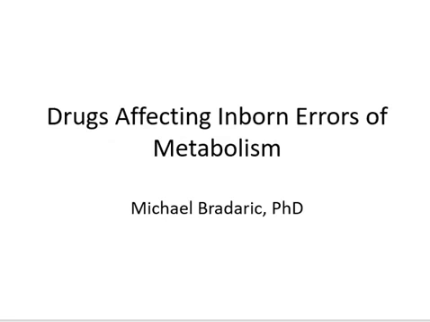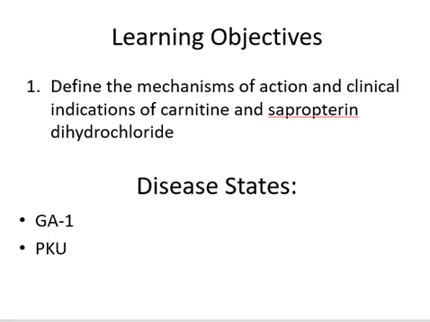So for this lecture series, we're going to look at just two drugs that affect inborn errors of metabolism. So it's pretty simple. We've only got one learning objective. Describe the mechanisms of action and the clinical indications, specifically of carnitine and sapropterin dihydrochloride. The two disease states we're going to talk about are GA1 and PKU.